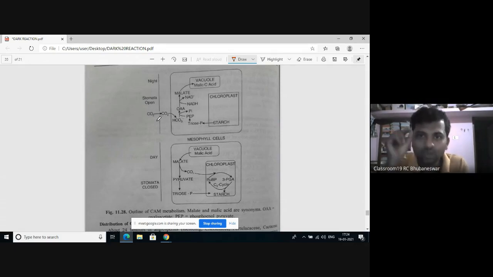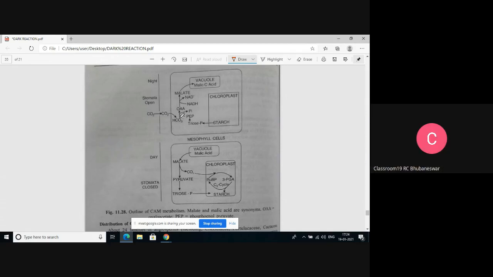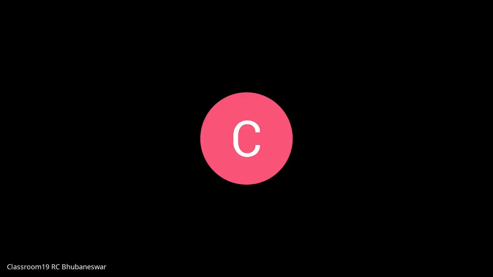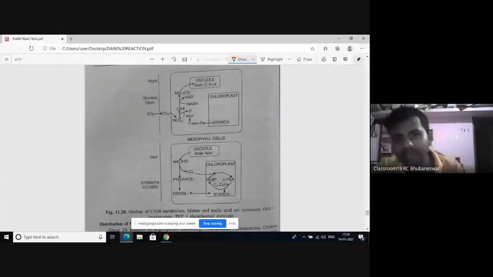So to carry out the process of photosynthesis, it opens the stomata during the night time. At night, it takes in carbon dioxide and stores as much carbon dioxide as possible. This carbon dioxide is converted into malate by the process of reduction. Malate is stored in the vacuole.